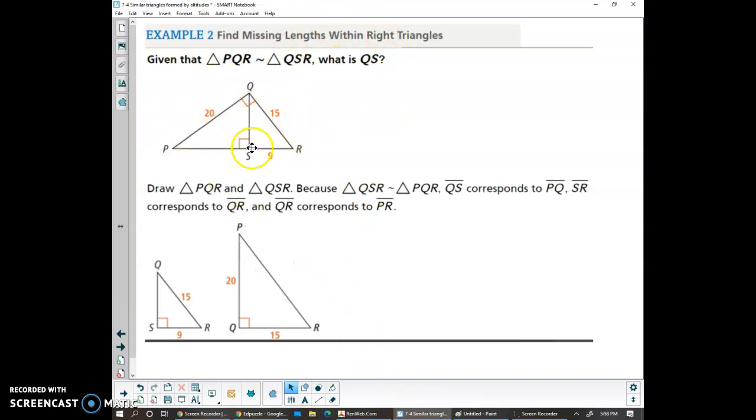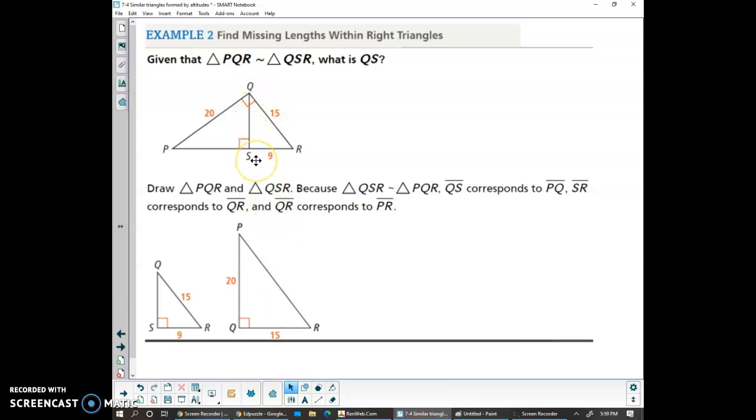So here you're given a right triangle. You know some of the sides. We're looking for side QS. Oftentimes you want to figure out, you know that all three triangles here, because there's an altitude and it's a right triangle, are similar to one another. So you have to pick two of the three triangles to use.